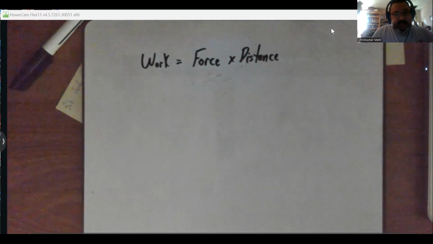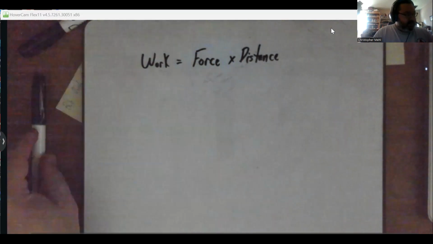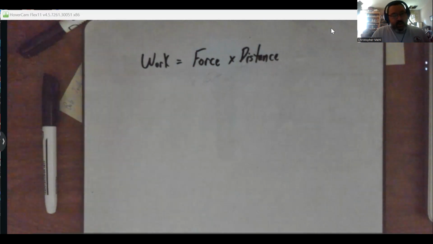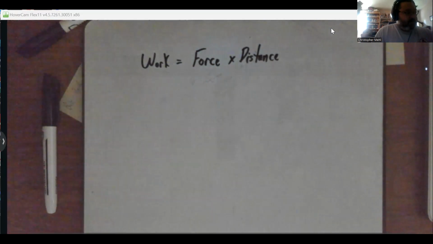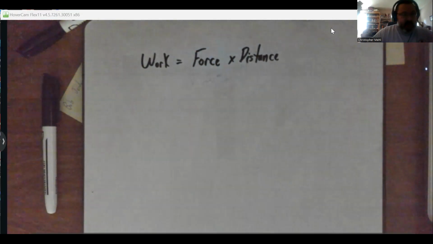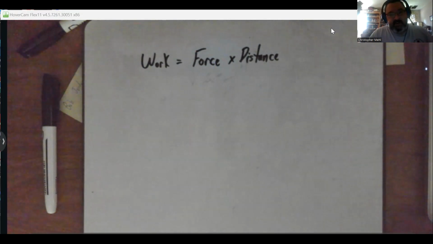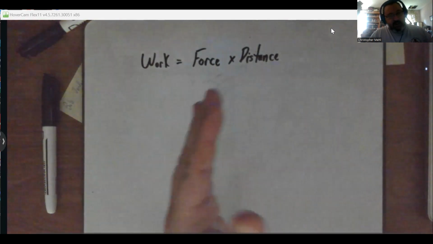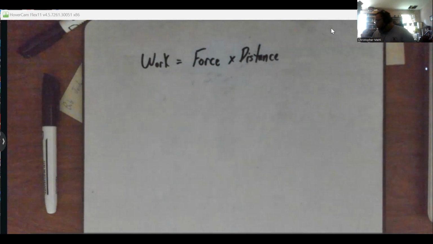The next concept is the idea of work. Work is simply applying a force over a distance. If I'm sitting here pushing on this desk, I'm applying a force to the desk, but I'm not moving the desk, so I'm not doing any work. Physical work is applying force over a distance. So the simple concept is force times distance.